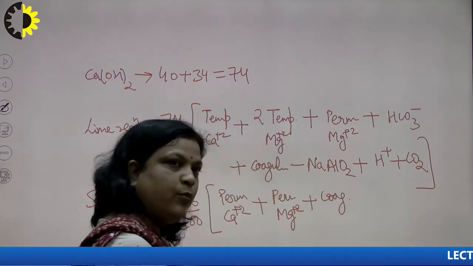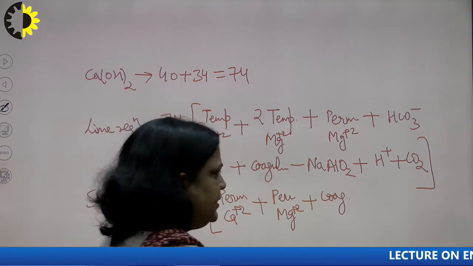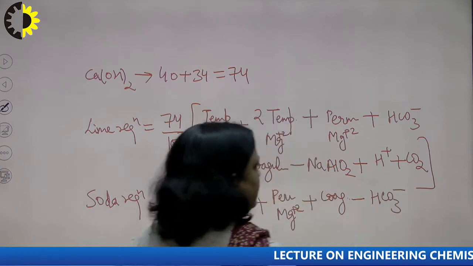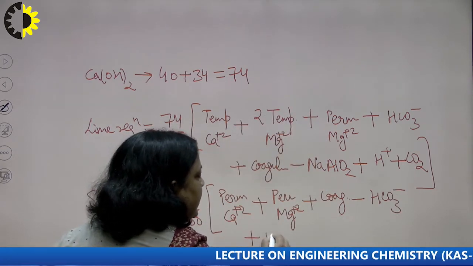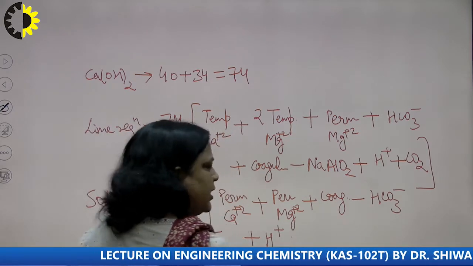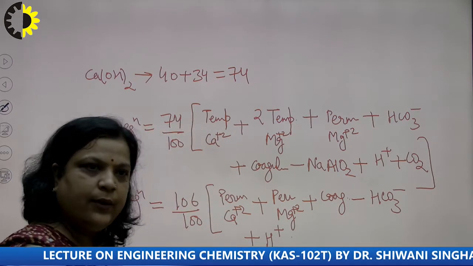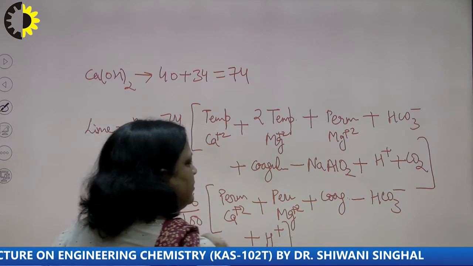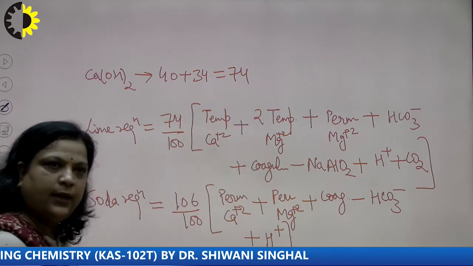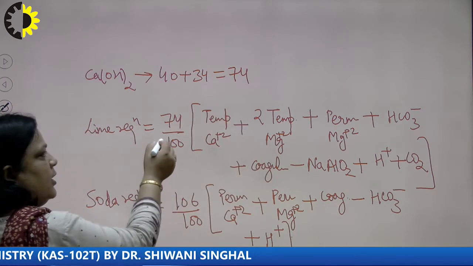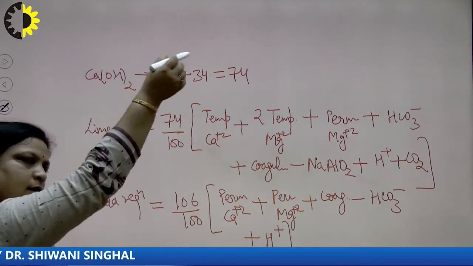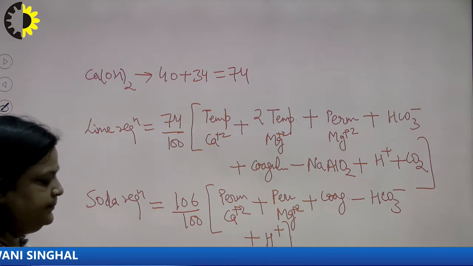for bicarbonate L minus S, that is minus bicarbonate plus, if acidic impurities are there, that is H plus, and for carbon dioxide no soda is required. So, this is for soda. So, we can summarize the lime and soda required in that way. And this 74 upon 100 means ratio of molecular weight of lime with calcium carbonate.